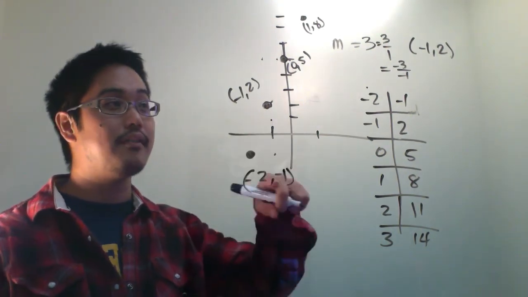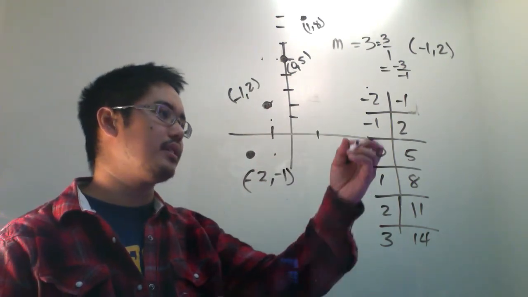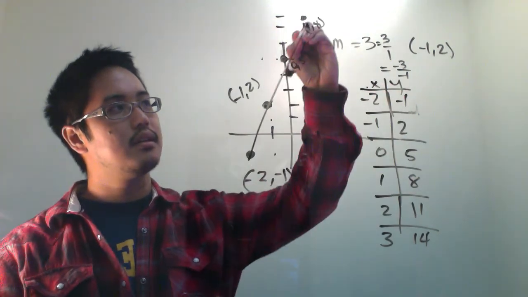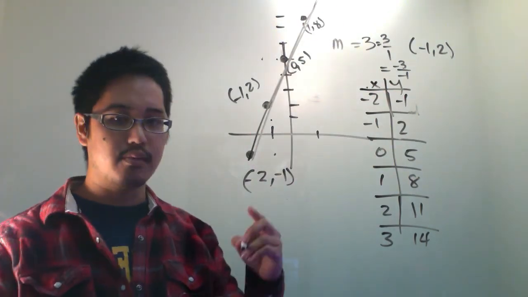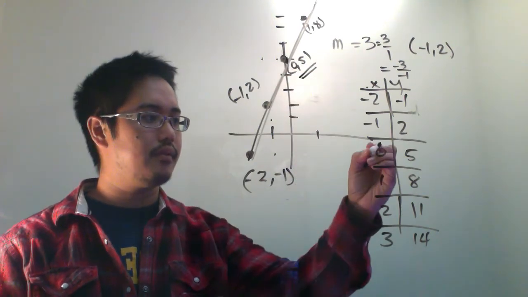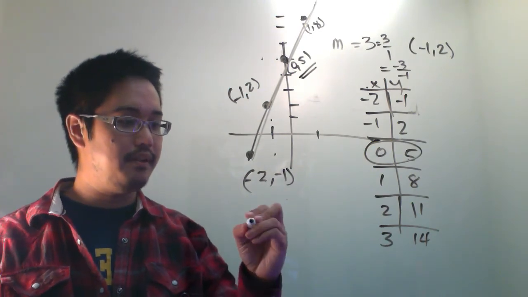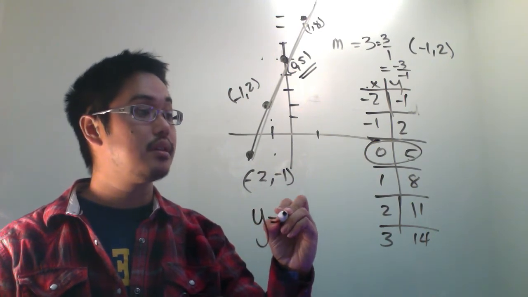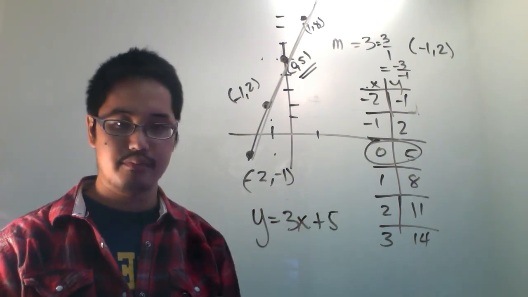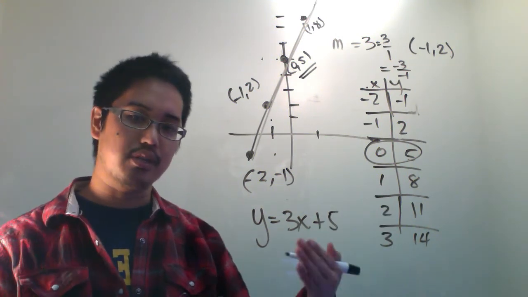All right, that's the graph and the table. Now, reading from the table or the graph, it doesn't matter at this point. You can look at where this thing crosses the y-axis. It crosses at 0, 5. So my y equals mx plus b formula is y equals 3x, because that was the slope, plus 5. It's that simple.